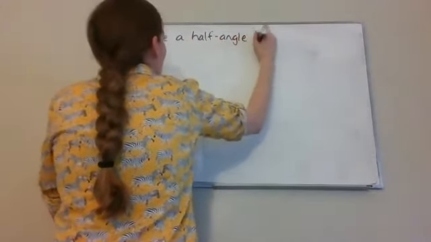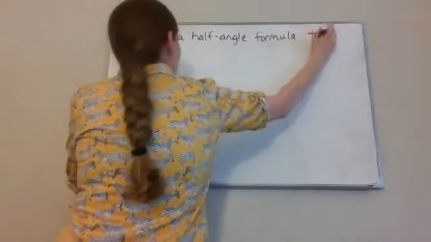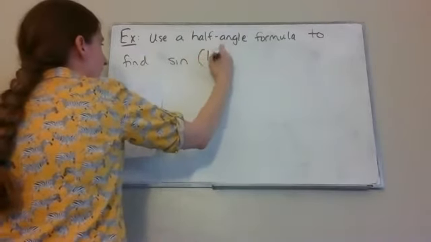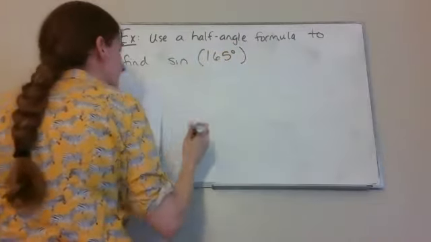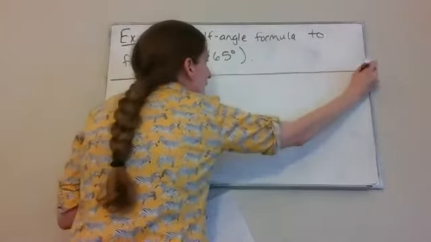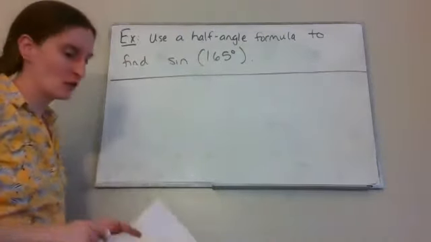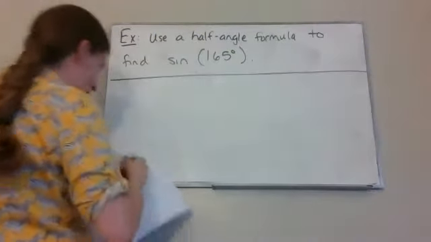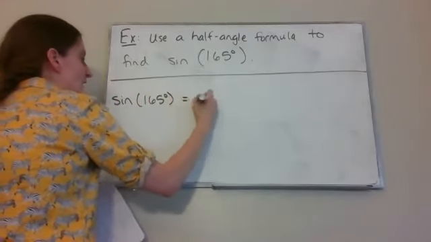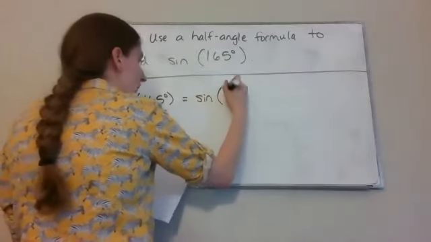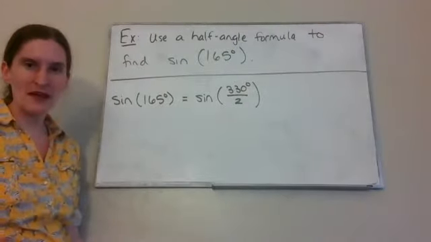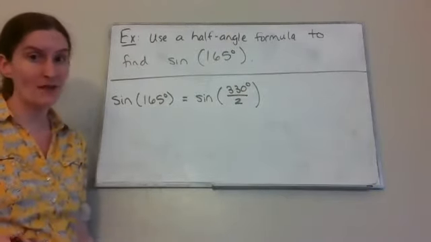Use a half angle formula to find sine of 165 degrees. Well, we found something like this before using our sum or difference formulas, but this time we're going to use the half angle formulas. So the first thing I would notice is that sine of 165 degrees, that's the same thing as sine of 330 degrees over 2. Why do I care about that? Well, because now it's written over 2, so I can use my half angle formula.